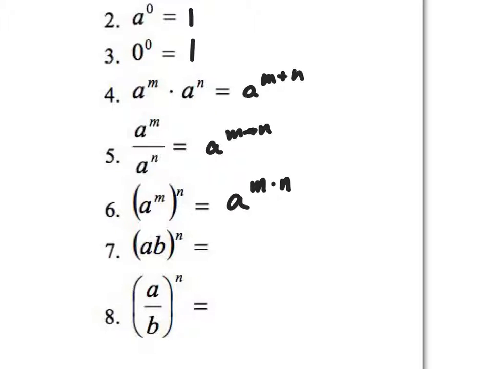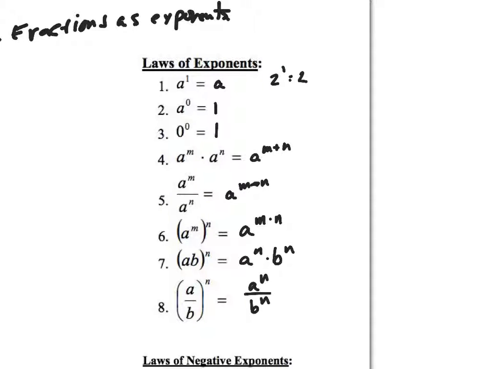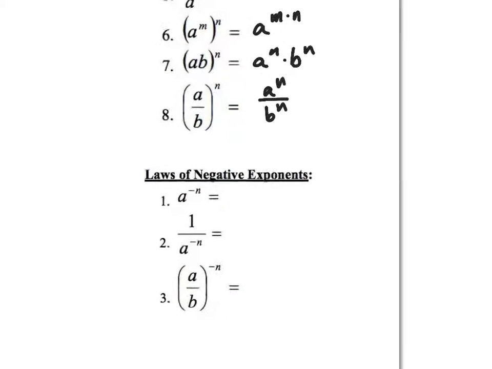On number 7, if I have the product of two numbers all raised to the n power, then I would raise each of those, a to the n times b to the n. Okay. In part 8, if I'm dividing two numbers and I'm raising all of that, then I raise each of those to the nth power. Okay. So if you have more questions on these, on how I get these and how I know them, we can go over that, but I just want to make sure you guys have those the way you do, okay, just because this is kind of a review.